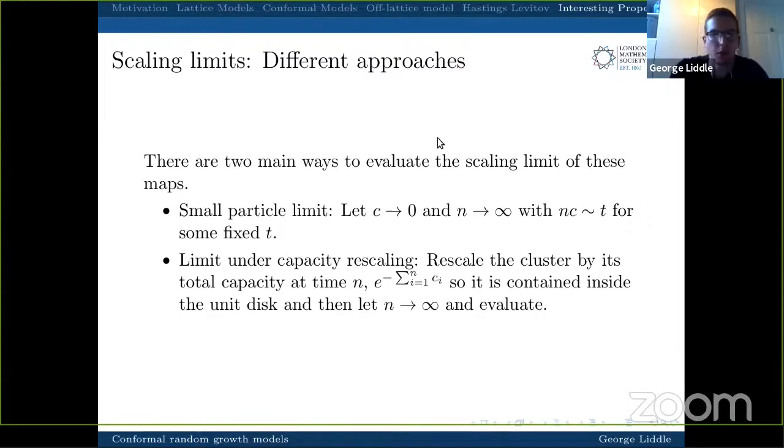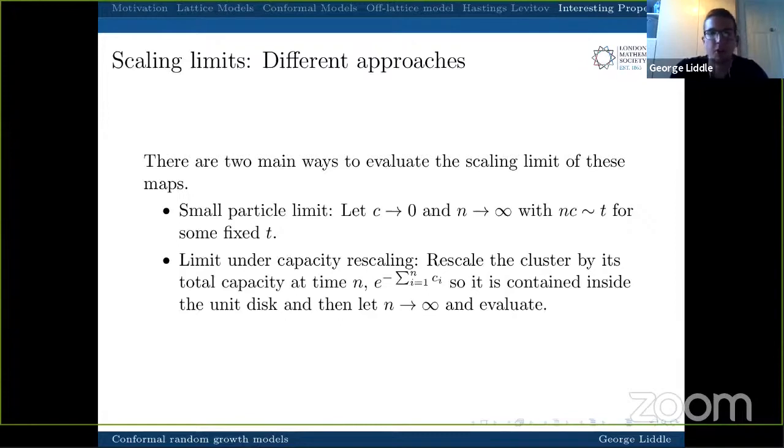The first one is called the small particle limit. In that case, as we send the number of particles to infinity, we send the size, or the value c, in this case, to 0. And that's going to give the scaling limit. This is what's probably been most studied, and was introduced by Amanda Turner and her collaborators and James Norris in 2012. And much work has been done on that since then.